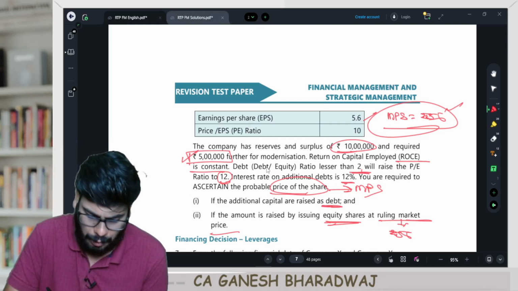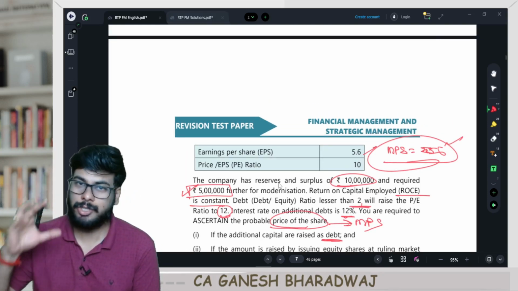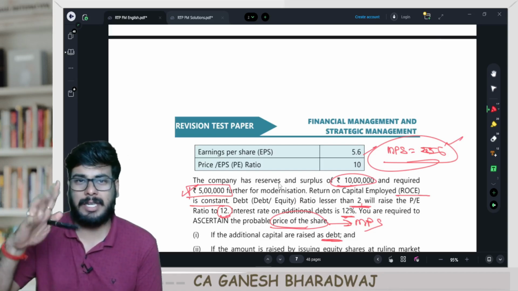Clear with this, guys? Now, there is one small issue. There is some small error in the solution given. I will let you know what it is. In fact, the framing of the question itself has one lacuna.